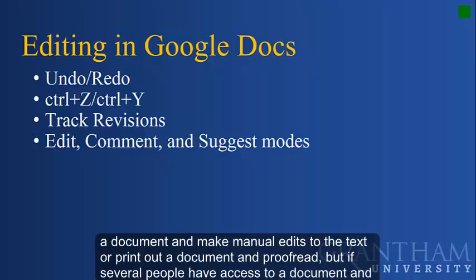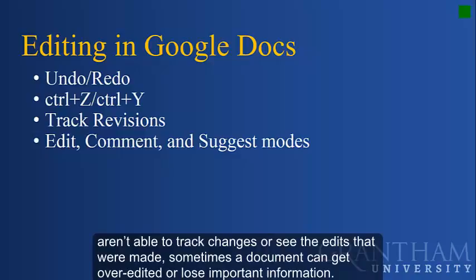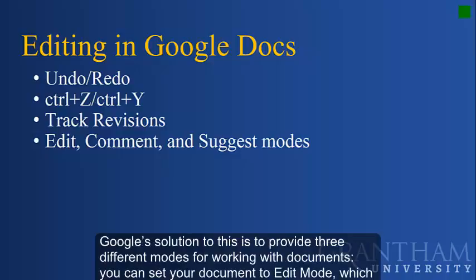But if several people have access to a document and aren't able to track changes or see the edits that were made, sometimes a document can get over-edited or lose important information. Google's solution to this is to provide 3 different modes for working with documents.